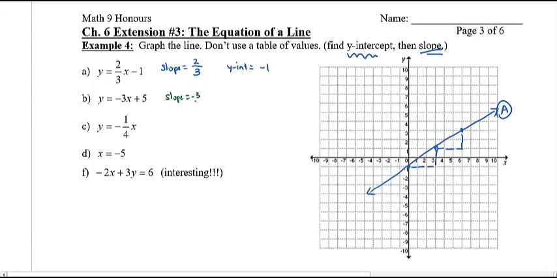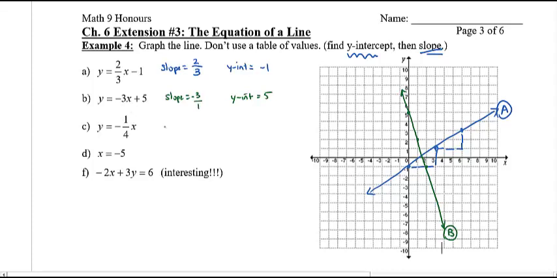By the way, -3 is the same thing as -3/1. So the run is 1, while the rise is -3. You're thinking rise is -3? That means down 3. So I'm going to start with 5. Run 1, down 3. Run 1, down 3. And there it goes. There's your line for B. Look at that. No table of values required.